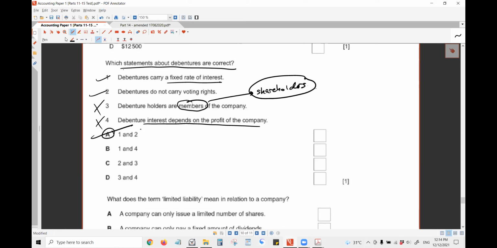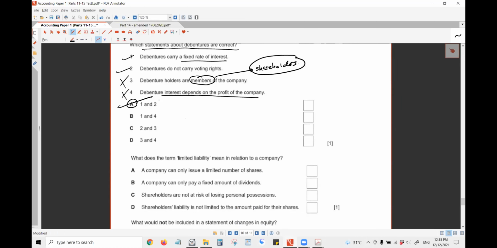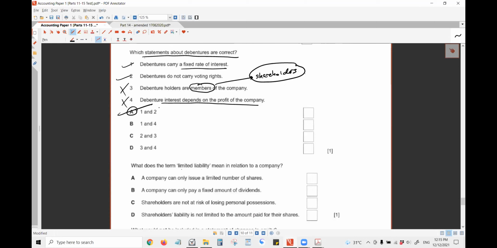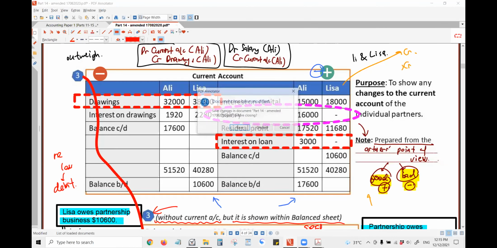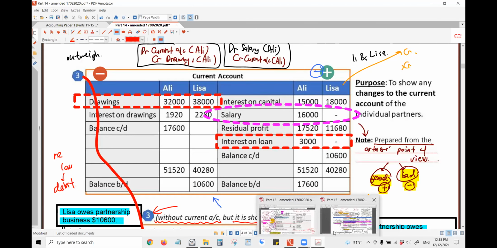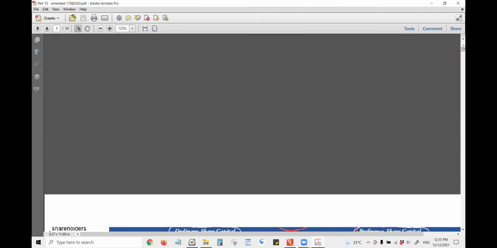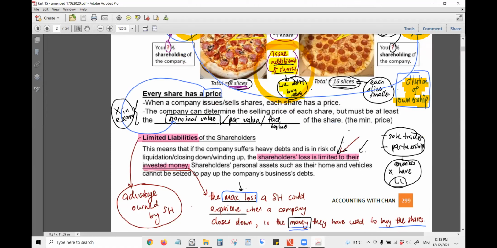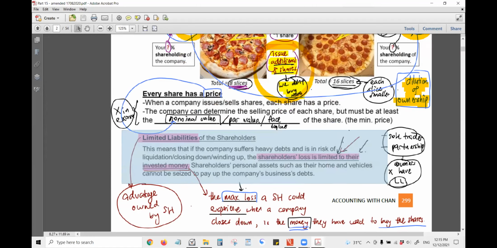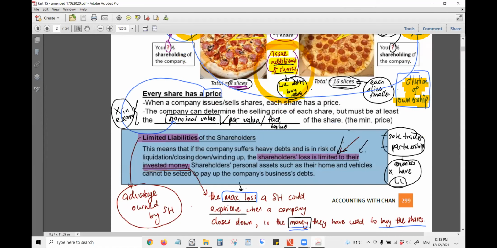Then we see the next one. They ask you what is meant by limited liability. This is about shareholders. Shareholders having limited liability in the company. So if you want to know where it is in the notes, it's in chapter 15 again. It's explained here. It's about the shareholders' personal possessions, their personal things will not be taken away to pay for the company's debts.